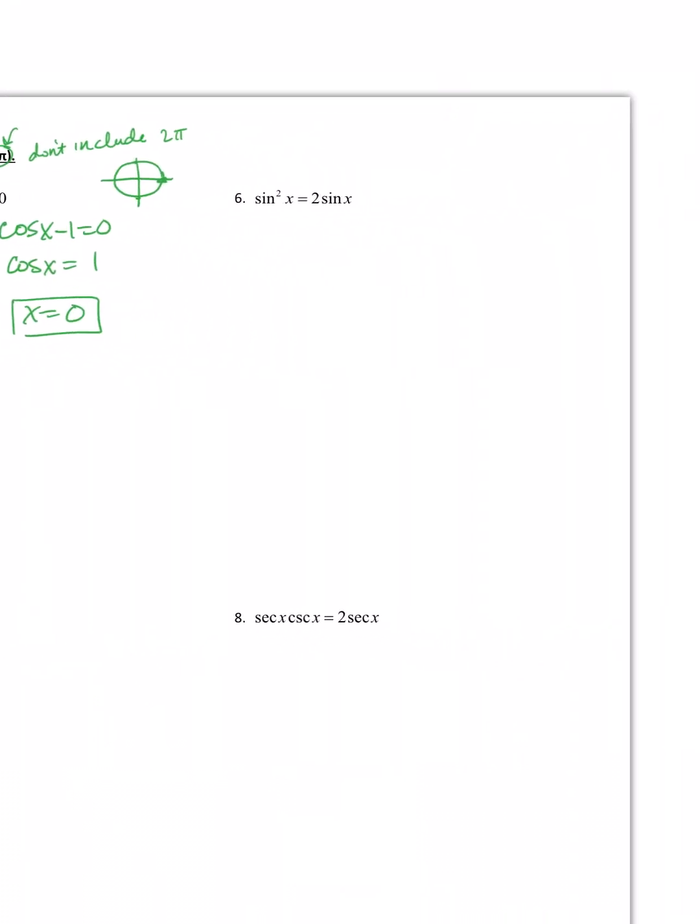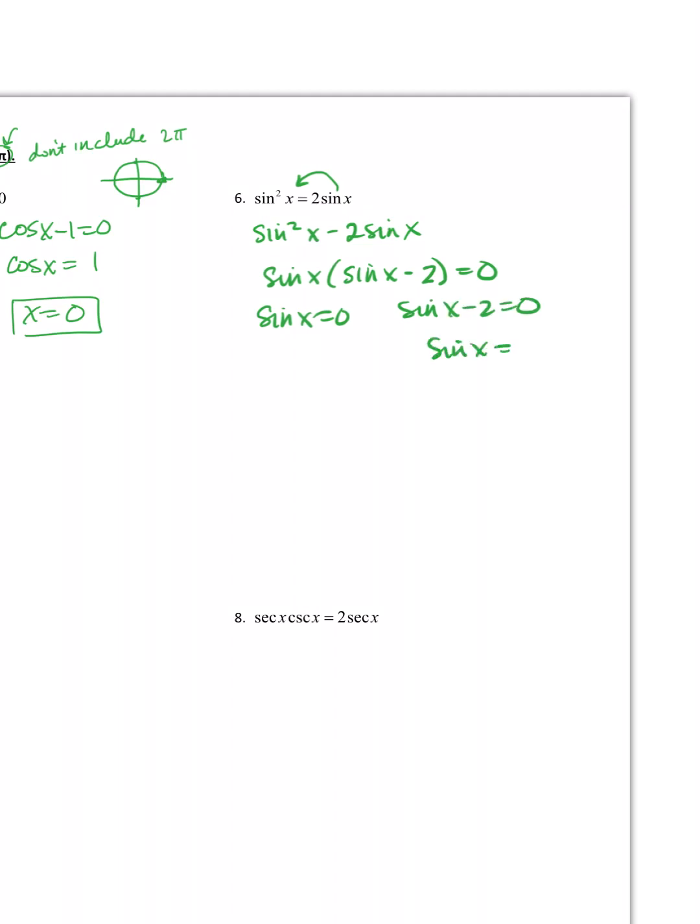Number 6. All right, again, don't be tempted to cross out a sine on both sides. We want to move this over and do greatest common factor. So when I factor a sine out, I will have a sine x minus 2 left. All right, then I set each part equal to 0 like we did before. One more step here, sine x equals 2. Okay, so then think about our unit circle.